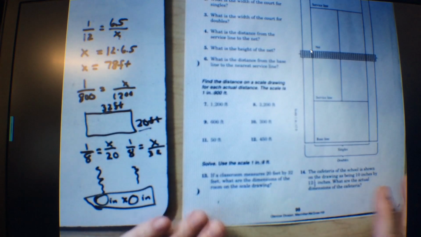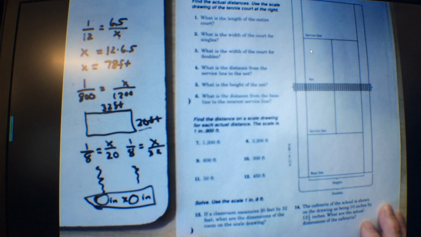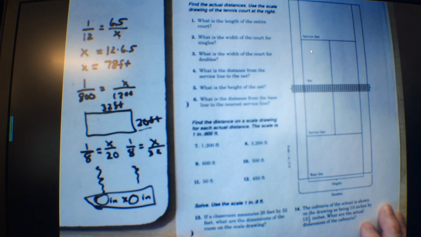Okay, do you have any questions? Do you have any questions? This worksheet, I would like it done by tomorrow. You have about 15 minutes to work on it, okay? All right. Get to work.